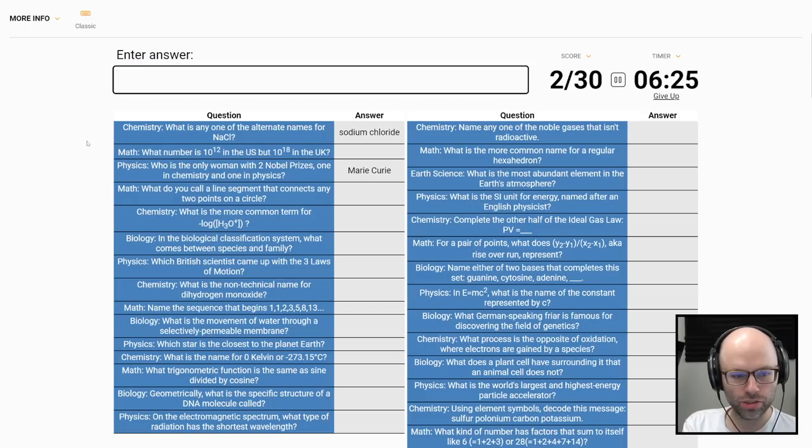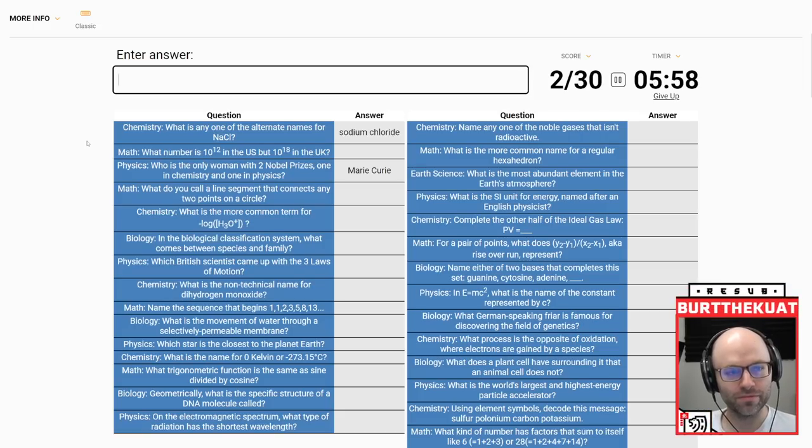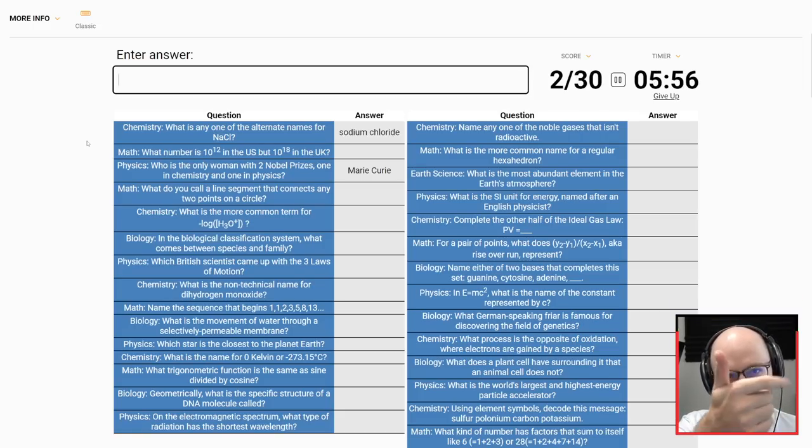bisector. What is the more common name for negative log of H3O plus? Acidity. Oh, no. That's hydrogen ions. I don't know what H3O plus is. Negative log, it's the mole. It's the molar, it's the concentration. It's the... I'm passing. What comes between species and family? Nothing comes between me and family. Genus, right?